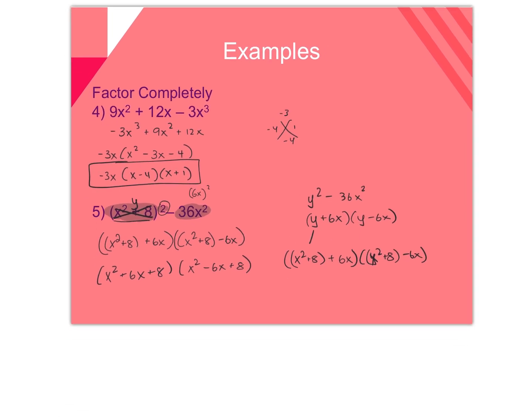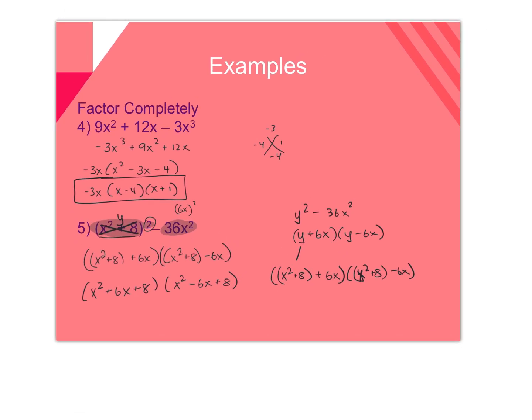And notice that these parentheses are actually factorable. This one here factors to x plus 4 times x plus 2. And this one over here factors to x minus 4 times x minus 2. And this is the fully factored form of this original thing. Now, not an easy solution to get to, kind of complex, but again, if you just take your time and notice that the expression squared is still just one term, it makes it a little bit easier.